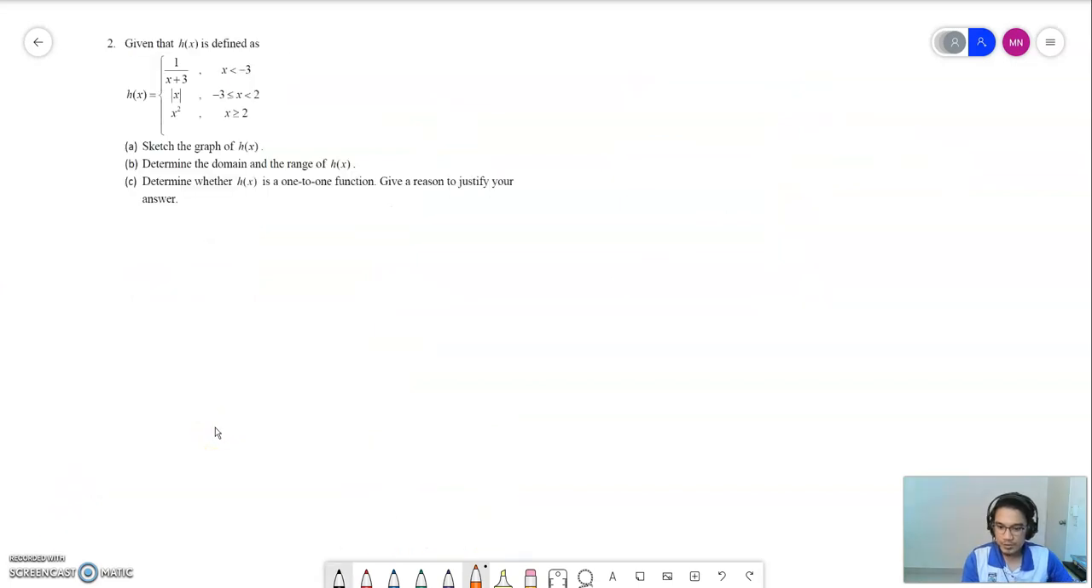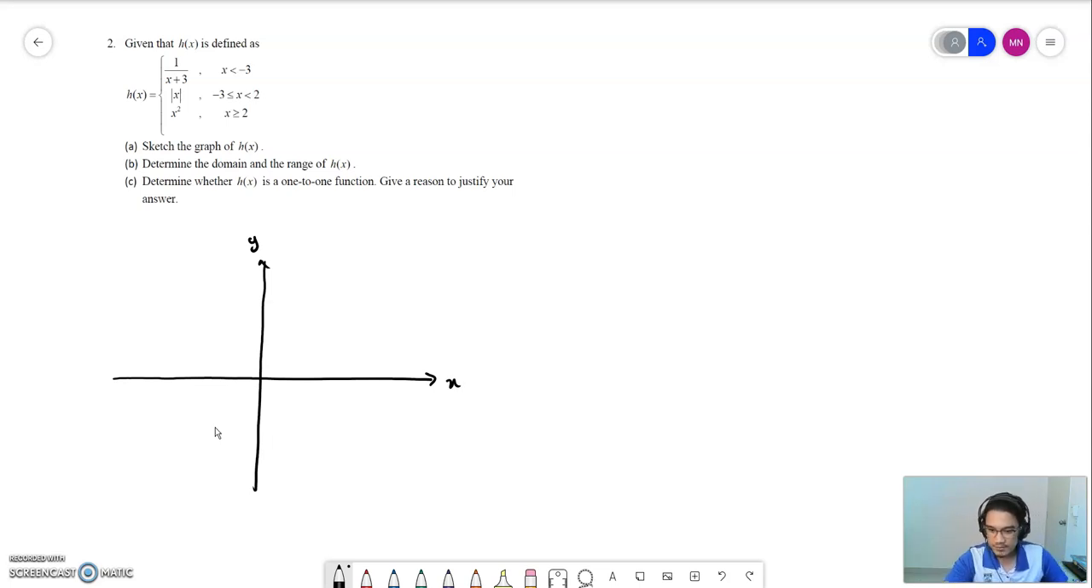Okay, now let's go to question number 2. Firstly we have to sketch the graph of h(x). So we know that h(x) is a function. It consists of rational, modulus and quadratic. So we label the y and x axis. Don't forget to label the x and y axis.